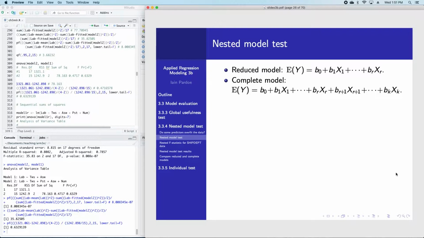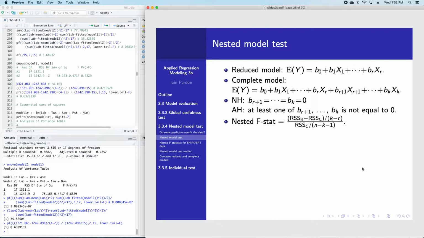Okay, so that brings us to the test. We're going to represent the reduced model with r predictors, x1 all the way up to xr, and then the complete model is going to be the same up to xr, but then it's going to have some additional predictors all the way up to xk. Our null hypothesis looks at the parameters corresponding to those extra predictors and says all of those additional parameters are equal to 0. The alternative is that at least one of those parameters is not equal to 0.